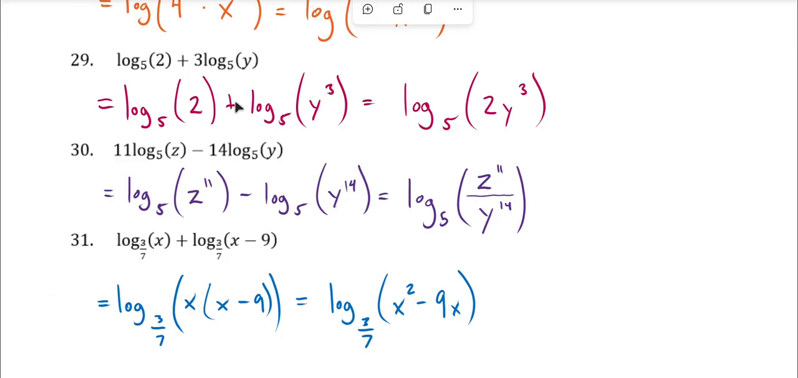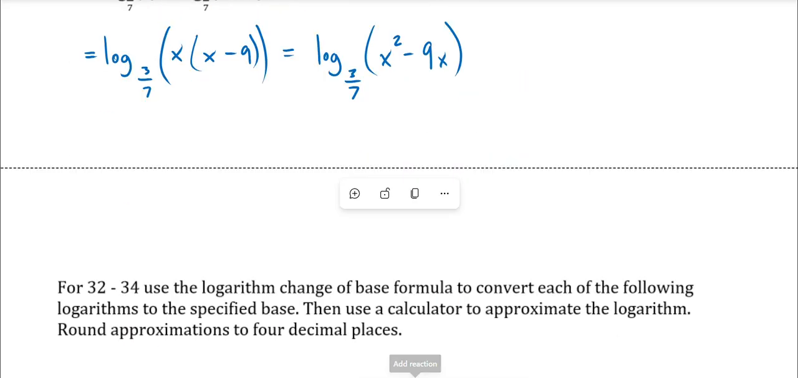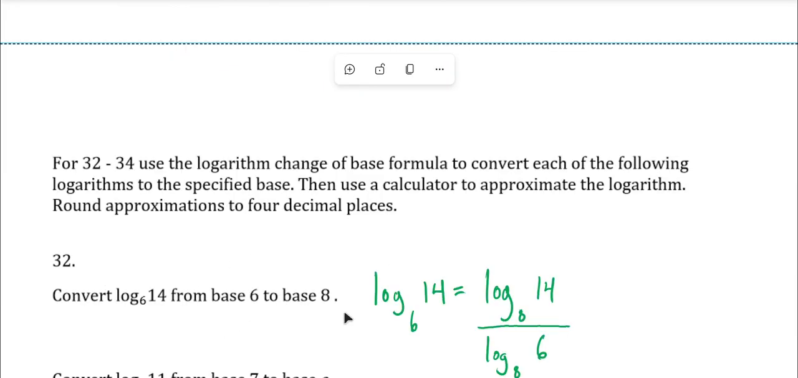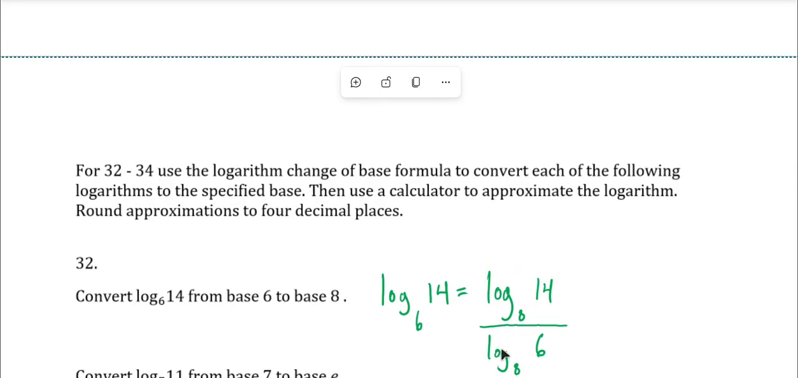Notice the base has never changed while we did any of these problems. However, it will for these problems. We are going to use the change of base formula to convert these to a specified base. Now, really, that is quite as simple as taking the old base, which is a 6, the old argument, which was a 14, and rewriting them as a quotient, where we take the log with the new base of the old argument divided by the log of the new base of the old base.